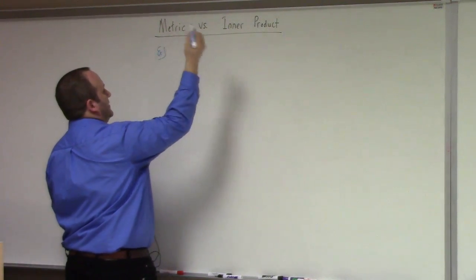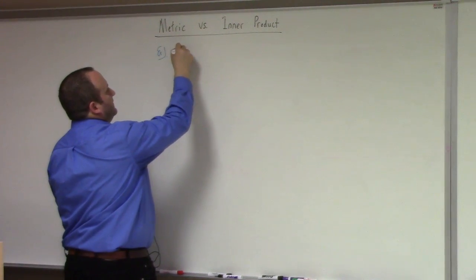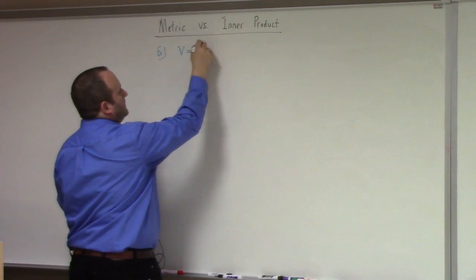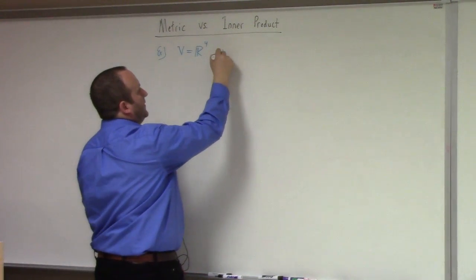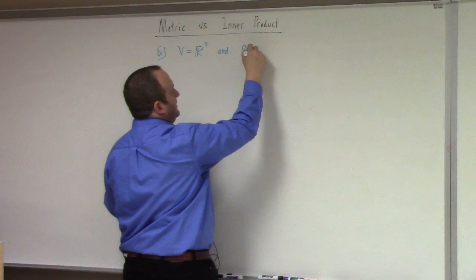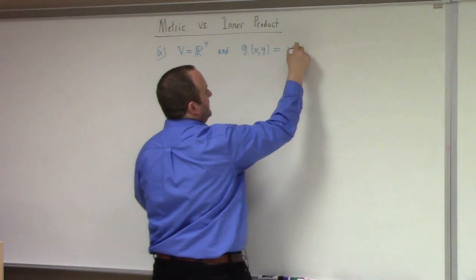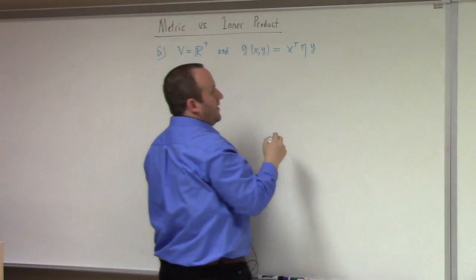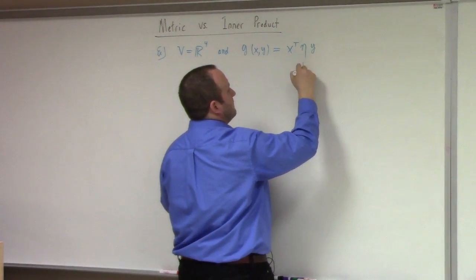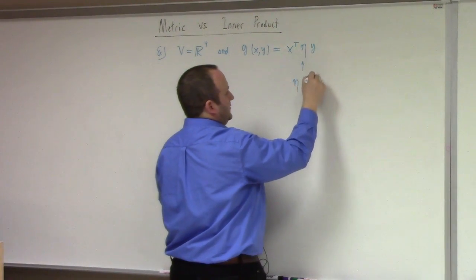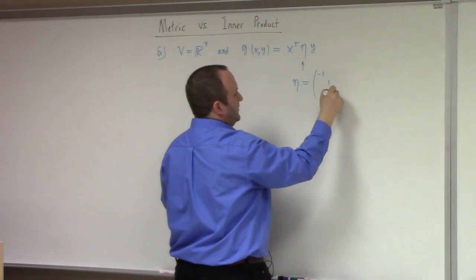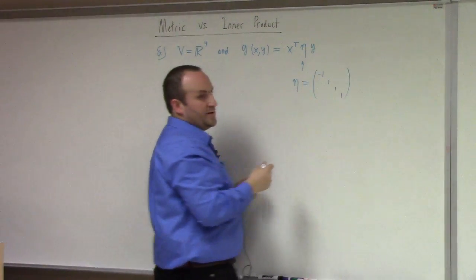So here's another example. I'm going to look at a very specific case, V equals R^4, and here's what we're going to do. G of x comma y is equal to x transpose eta y. This eta is equal to diagonal minus 1, 1, 1, 1, zeros elsewhere.